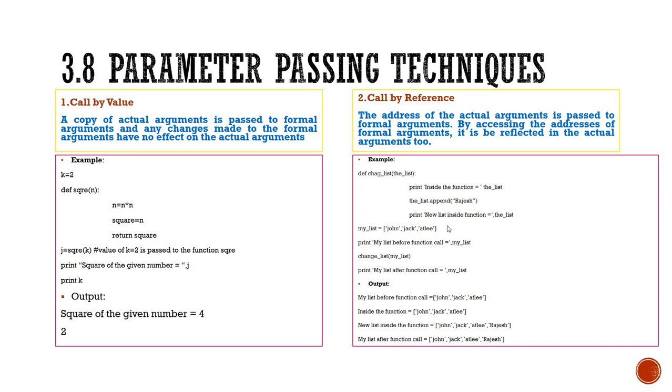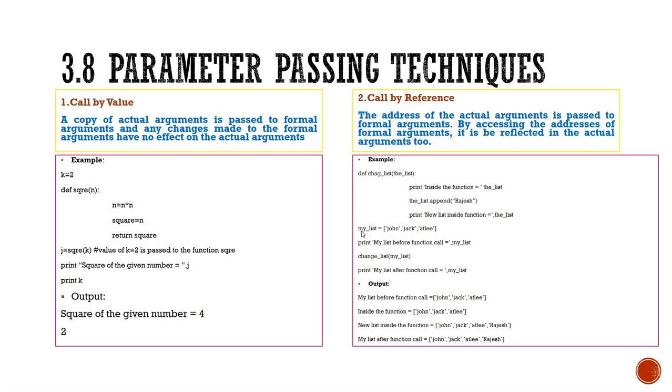Whereas in the case of call by reference, here this is the example program. Here change list is the name of the function. This will receive an argument, the list. So the statement inside the function, the list will be printed. So in this list, a new word Rajesh is being inserted. So print new list inside the function equal to the list. So this is a function body.